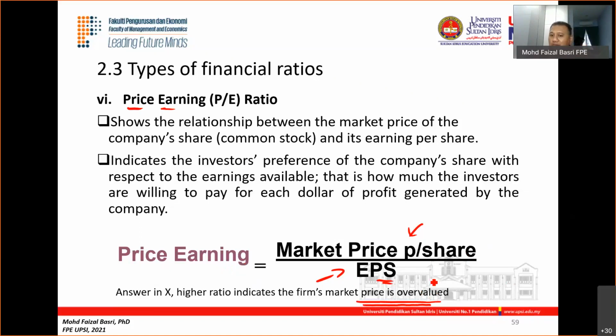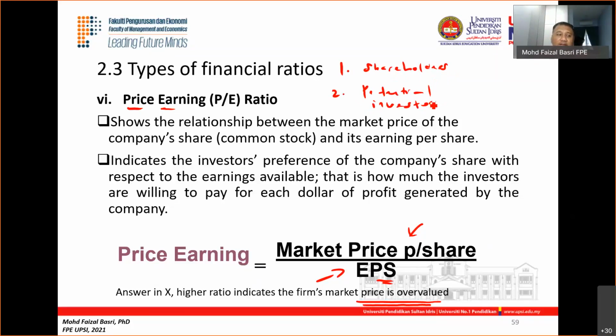But when we talk about overvalued, it represents two meanings for two different groups of people. First category, shareholders, people who already invested. Second is potential investor. So what's the difference between number 1 and number 2? Number 1 is already invested, meaning they already have the share. Number 2, they haven't bought it yet. They are just a potential investor.